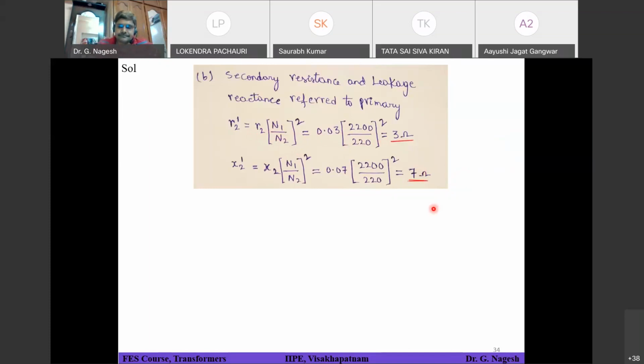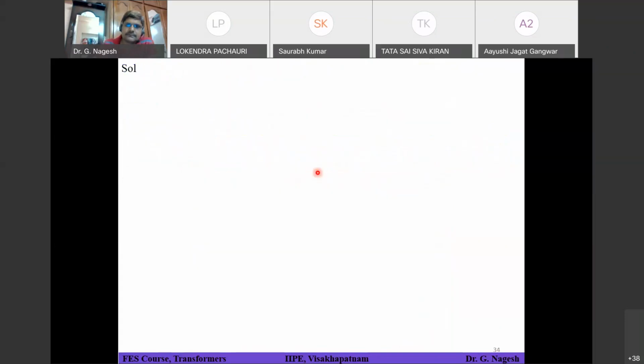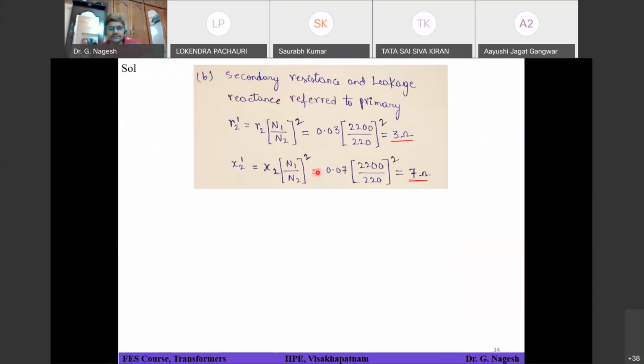I hope everyone is able to do this, right? Only the normal formula is there, that's all. Okay, right. C, what is that? C, find the equivalent resistance and leakage reactance referred to primary and secondary. That means the total equivalent resistance. That means RE1 and XE1 they are asking. Next, RE2 and XE2 they are asking. So try to calculate RE1 and XE1. You understood my question?